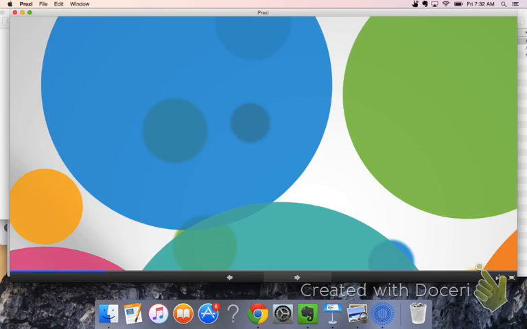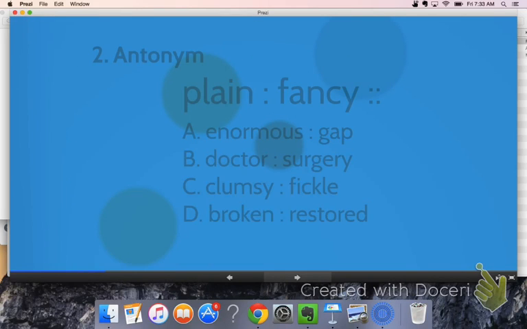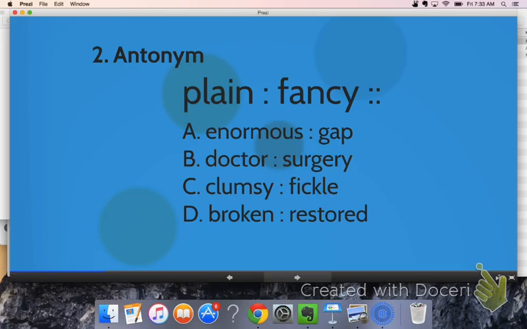The next one is antonym, and antonyms, as we all know, equal opposite. So, plain is the opposite of fancy, just like enormous is the opposite of gap? No. Doctor is the opposite of surgery? No. Clumsy is opposite to fickle? No. Or broken is opposite to restored? Obvious.